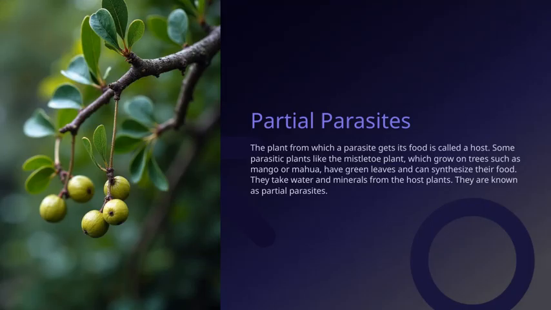Let's talk about partial parasites. The plant that a parasite depends on for food is called a host. Now, some parasitic plants, like the mistletoe, are quite interesting because they can actually carry out photosynthesis. They have green leaves, which means they can make their own food, just like other green plants. However, even though they can produce some food on their own, they still rely on their host plants for water and minerals. In this way, they take what they need from the host without completely depending on it for all their nourishment. These plants are known as partial parasites because they do a bit of both, photosynthesis and parasitism.